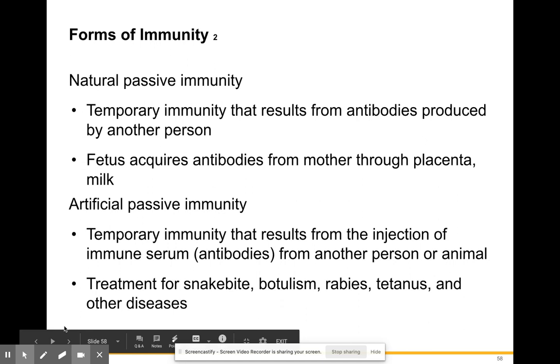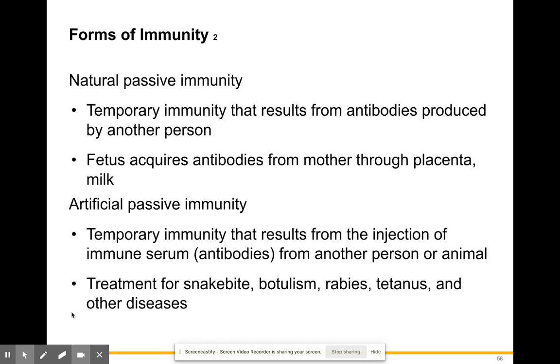Okay. And these are all things that are going to be temporary, but they're antibodies that are produced from another person or an animal. So for a snake bite, you would actually take antivenom, which is going to be antibodies from the snake itself, right? Because if the snake is full of its own venom, why doesn't the snake die? Do you ever think of that? The snake doesn't die because it has antibodies protecting it from its venom. So we take the antibodies from the snake and inject them into you so that it counteracts the venom.